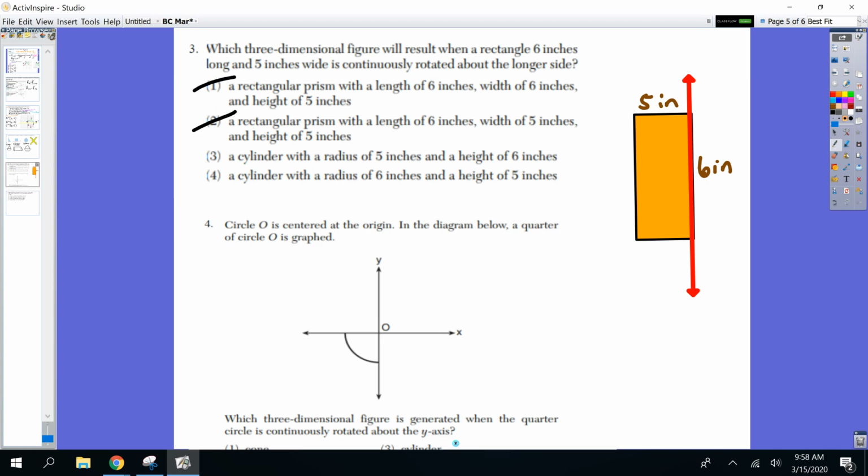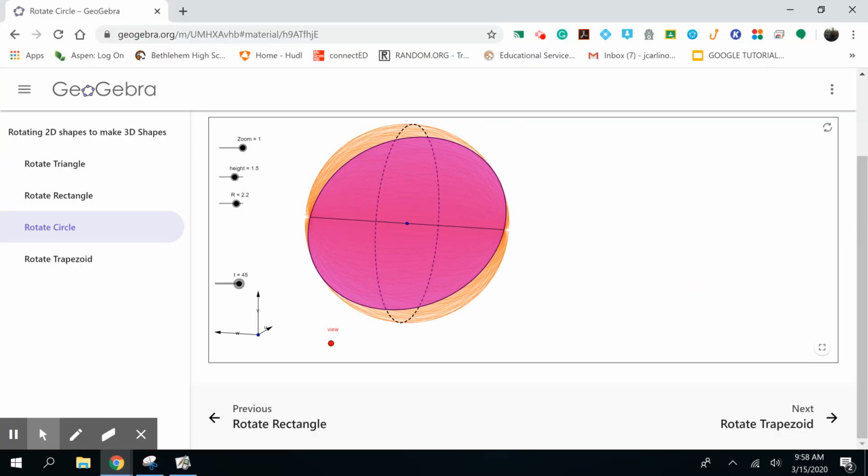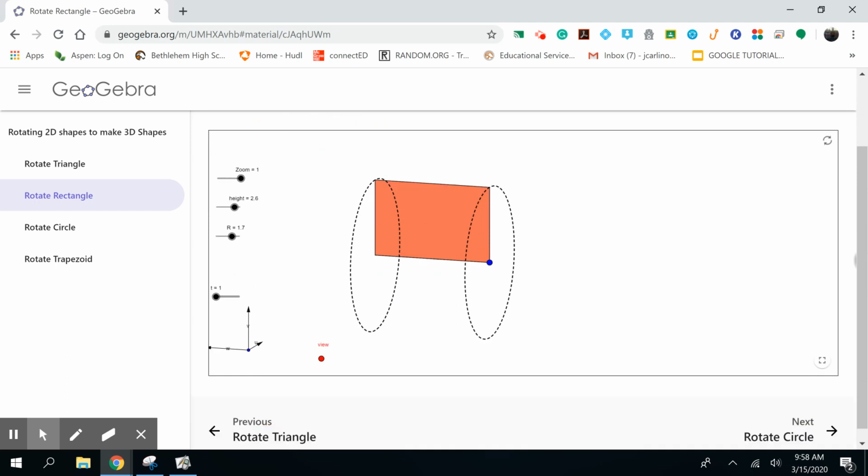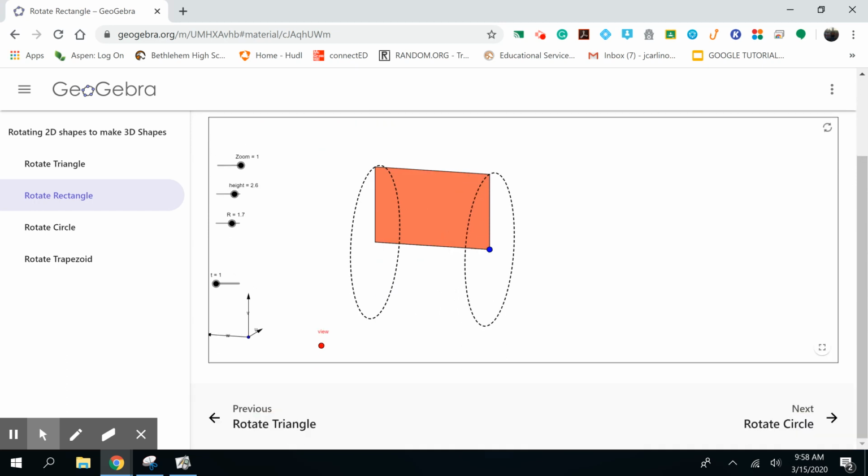The question is now, what's the radius of this cylinder going to be? Is it going to be the 5 short side, or is it going to be the longer side of 6? As I continuously rotate it around, let's go back to the example I had with rotating the rectangle around. We're going to rotate it around the longer side right now. So this is what we're doing. There's the side of 6. There's the side of 5 for us. Here's the side of 5. Here's the side of 6. Let's rotate it around the side of 6.